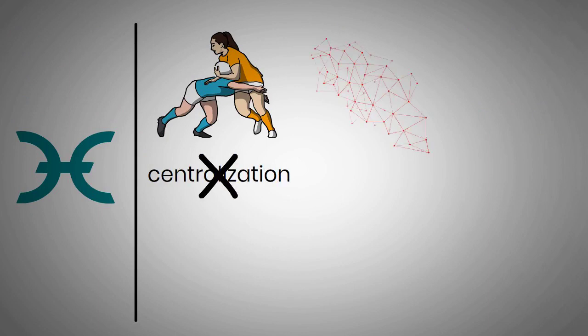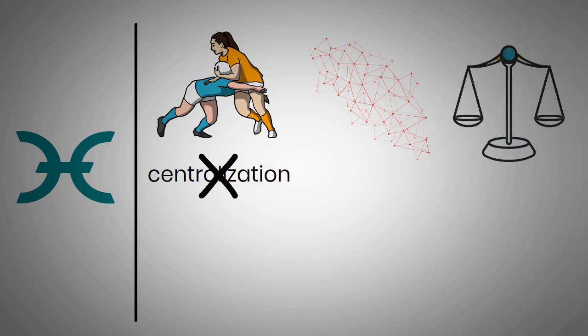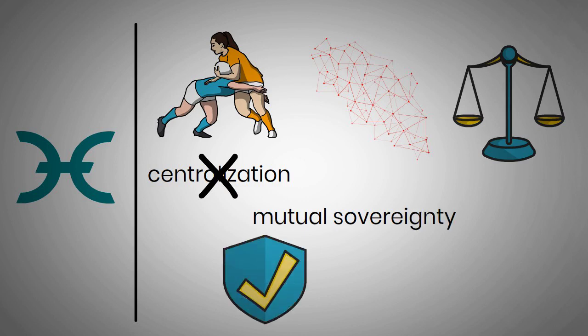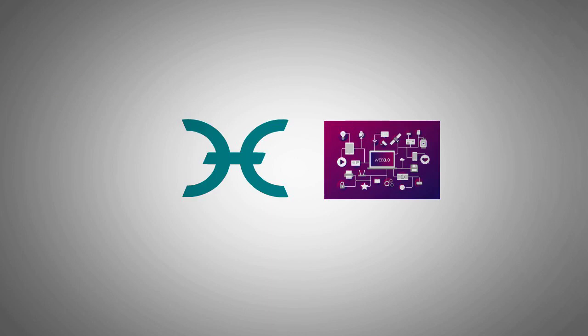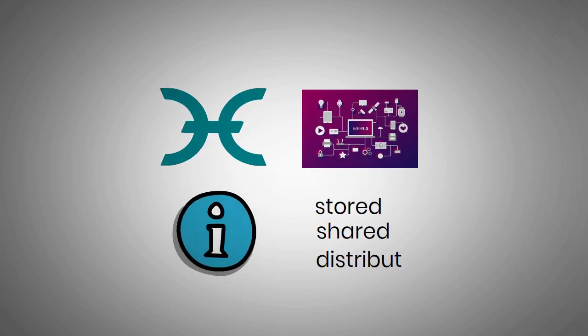The unique technical structure of the network ensures a balance is maintained between freedom and accountability for users. This concept of mutual sovereignty enables the network to remain secure while also providing a plethora of services to users. Holo aims to create a new version of the internet to create a scalable environment where information that is stored, shared, and distributed is not seen or controlled by intermediaries or central authorities.